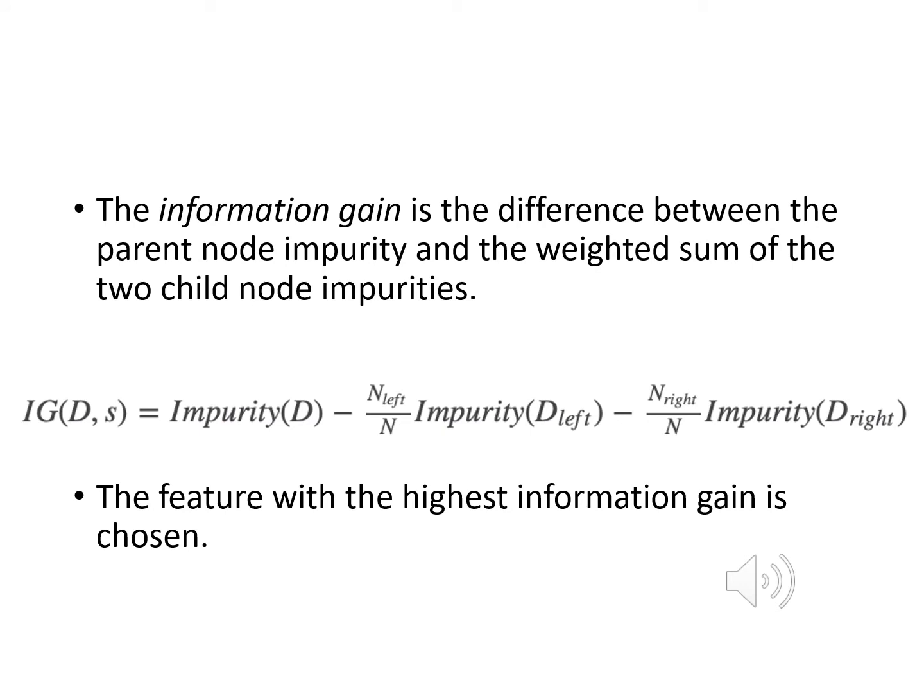Given an impurity measure, the information gain is the difference between the parent node impurity and the weighted sum of the children nodes' impurities. With pure children, the information gain of using the corresponding feature will have a higher value.